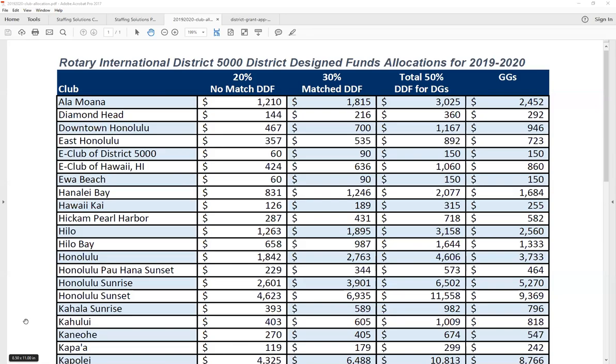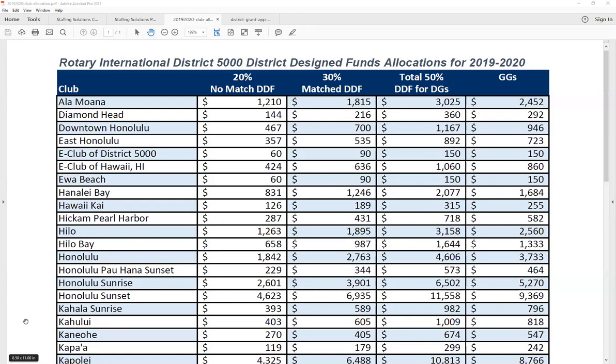So for Alamoana, the no match is $1,210. The matched amount is $1,815. So if they wanted to use all of that for one project, that project could be $4,840, which is the $1,815 matched plus the club match of $1,815 plus the no match of $1,210, which brings it to $4,840. Okay. Does everybody understand that? Yep. Everybody got it? Yep.